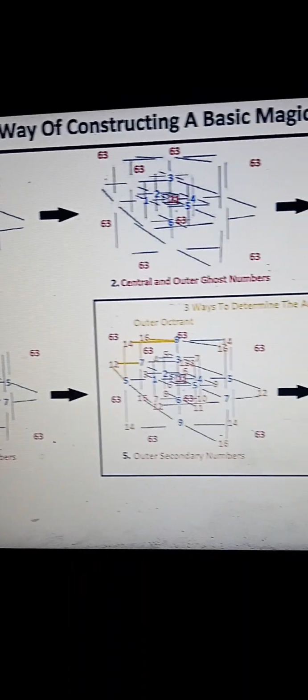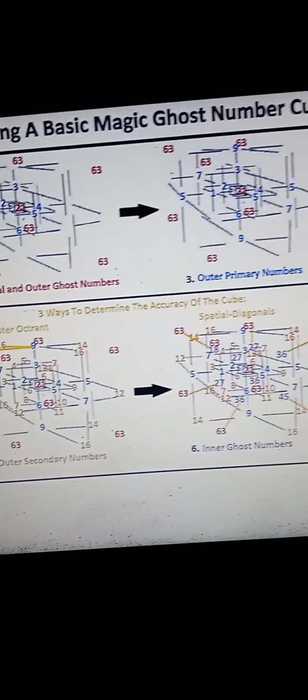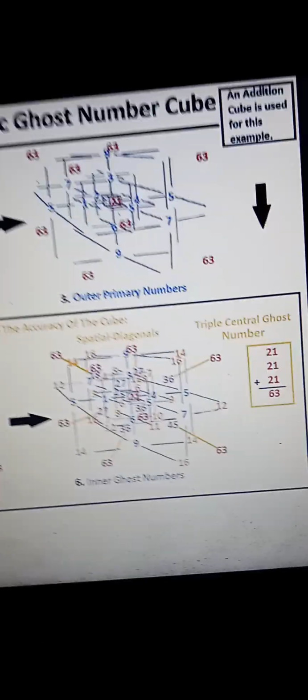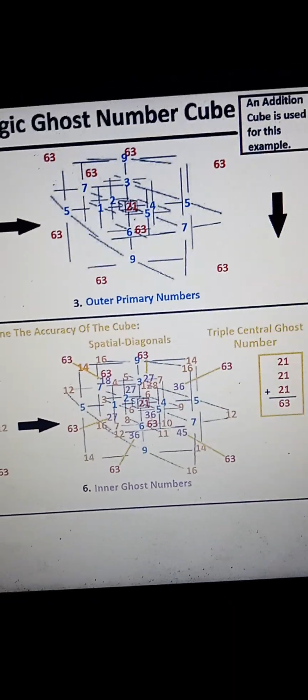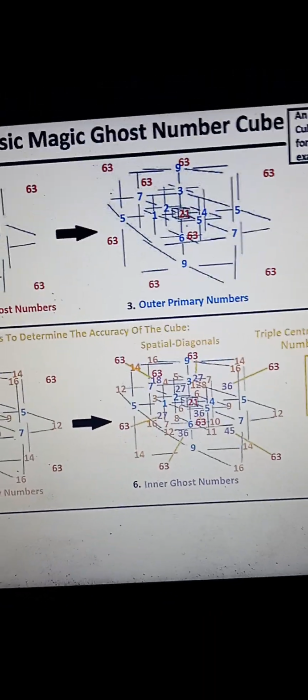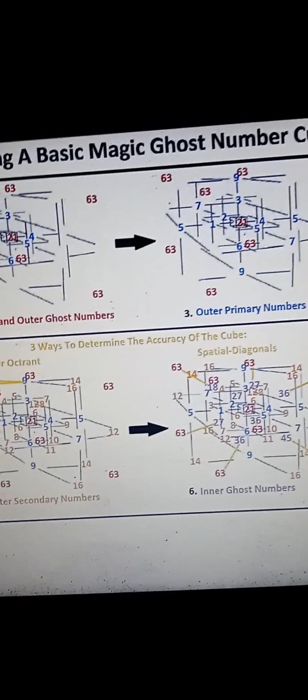The traditional way of constructing a basic magic ghost number cube. I'm using an addition cube for this example, but it can be easily applied to a multiplication cube. You just change the operations from addition to multiplication.